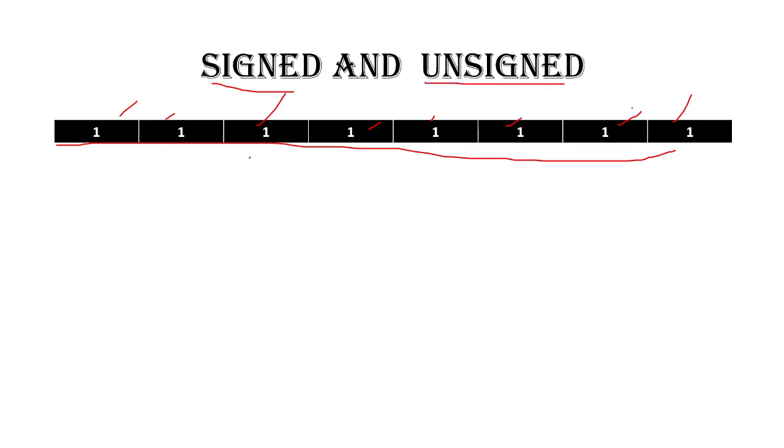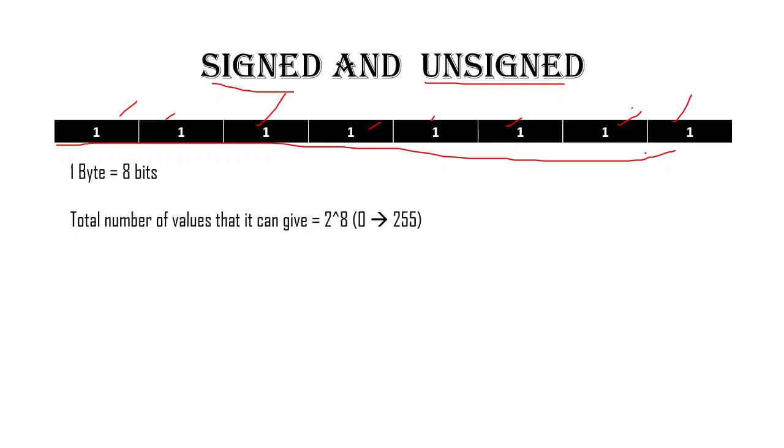Okay, so suppose this is 1 byte, or 8 bits. So 1 byte is equal to 8 bits. The total number of unique values that it can give is from 0 to 255. You can calculate this. If you have any problem understanding this, you can go on YouTube and search for binary calculations or how these values are calculated. You get a basic idea, and it is not very hard.